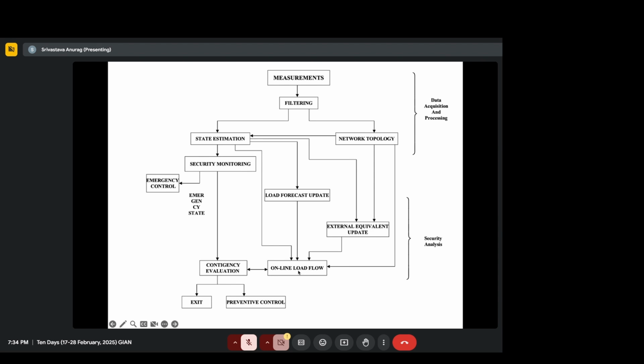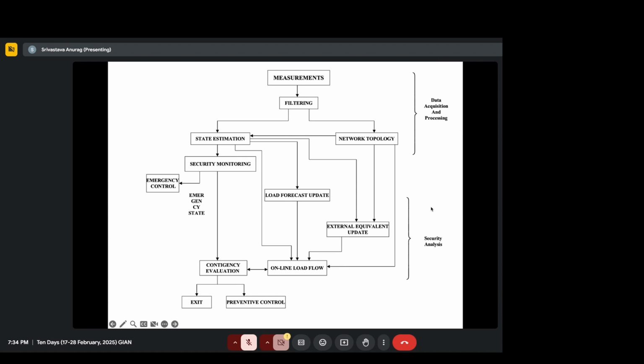This does require your network load flow analysis. It does require load. What is the load now? And then now you're able to do the contingency evaluation and determine the preventive control. So this is called security analysis, or sometimes we call it operational reliability. And this whole thing is coming from the SCADA, so data acquisition processing.